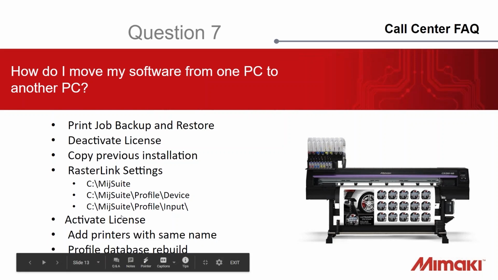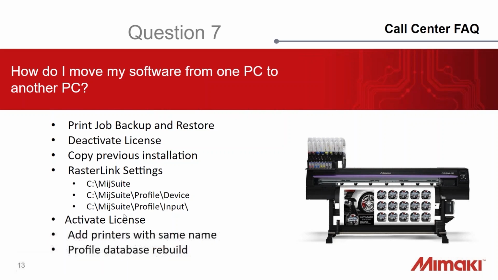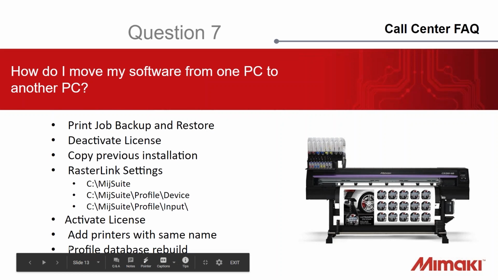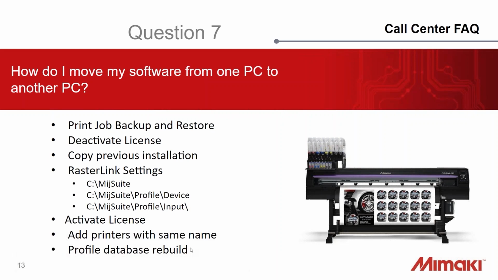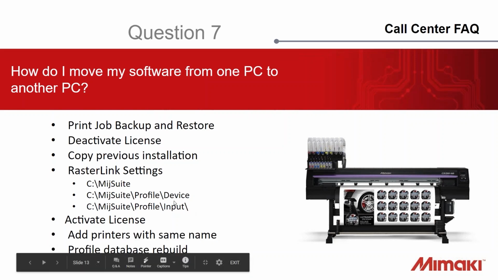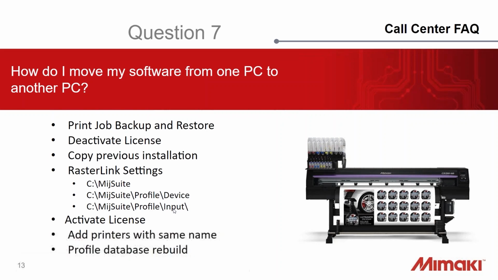Now, at that point, you will have installed on top of the previous installation on the new PC. 90% of the work is done with one exception. The profiles, even though you copied them over, will not be added to the database on the new install. So under the Start menu for RasterLink, there's a program in there called Profile Manager. You're going to have to point it at this location and this location and have it import all the profiles so they're available to the database.